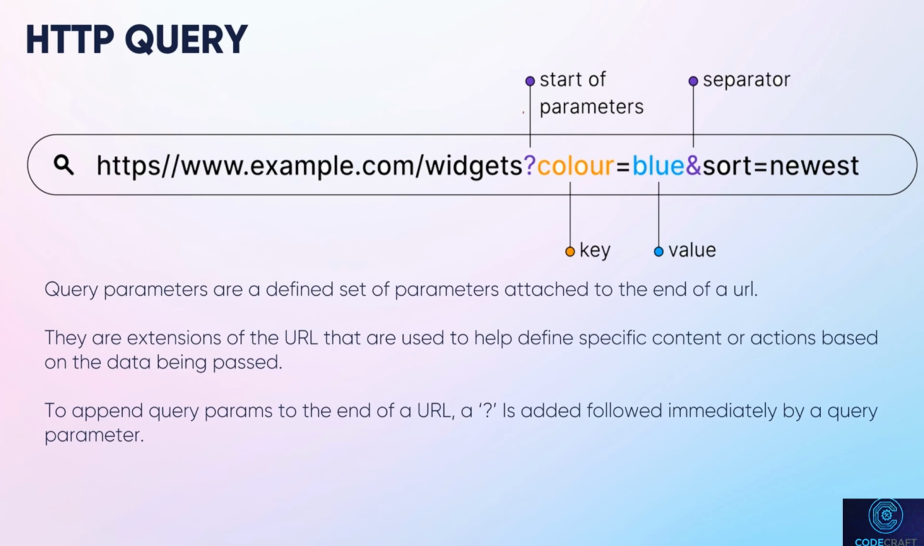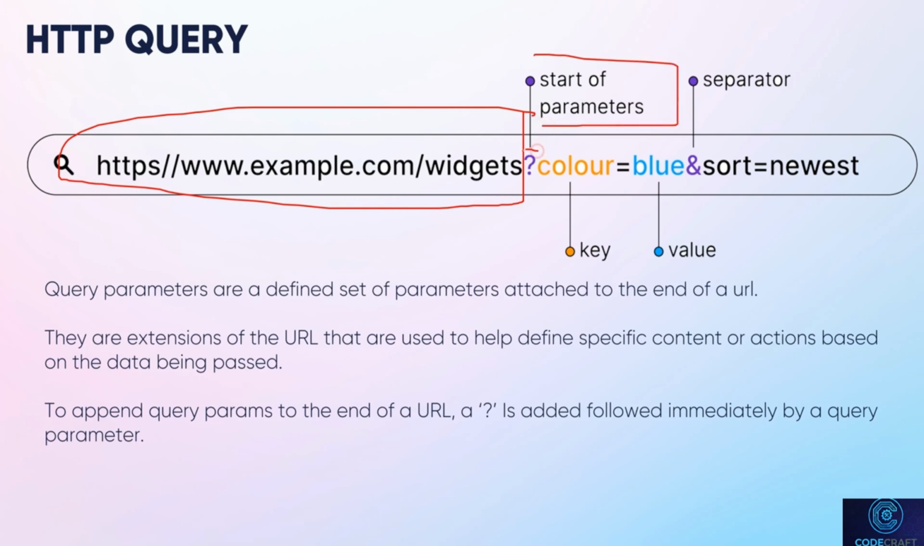So for example, in this case, this is our base URL. This is the start of parameters. I added this question mark. The key is color, equals sign, the value, which is blue. So depending on the server's API, query parameters can be used for various purposes such as filtering, searching, sorting, and pagination. We'll use it in pagination, filtering, and sorting in our application.